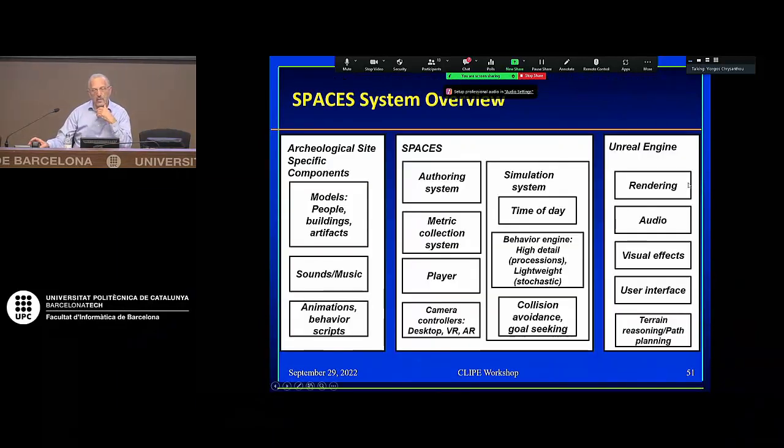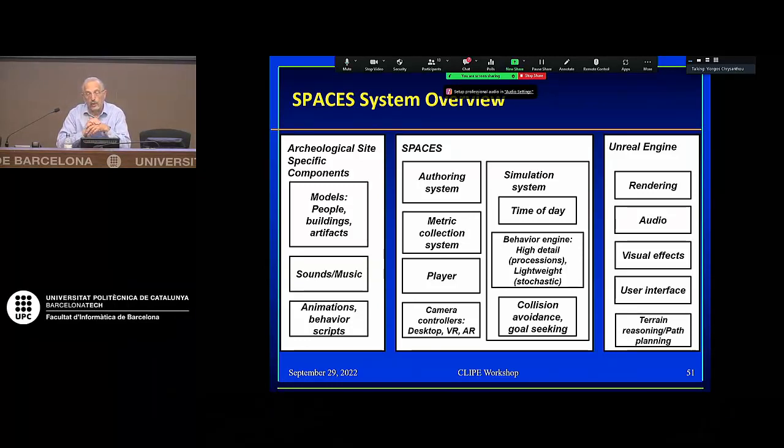So what Spaces is about is relatively three components. They're Unreal Engine, which we rely on for all the good graphic stuff, the visual effects, the audio, the user interface. And then the anthropologist side, where we need specific site-specific information, and where our undergraduates had built a lot of things like the models and the people and the sounds and the behavior scripts. And what Spaces did is bring those two things together in an authoring system. There was some data collection, the player interface, and of course a camera controller because it was in 3D.